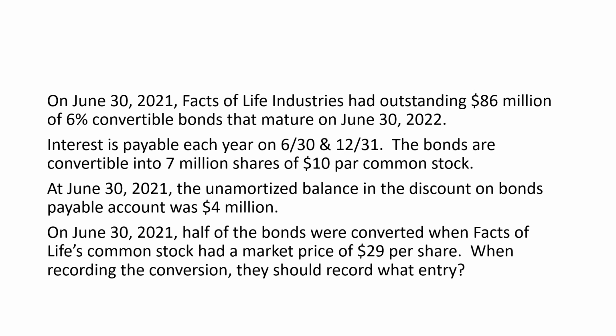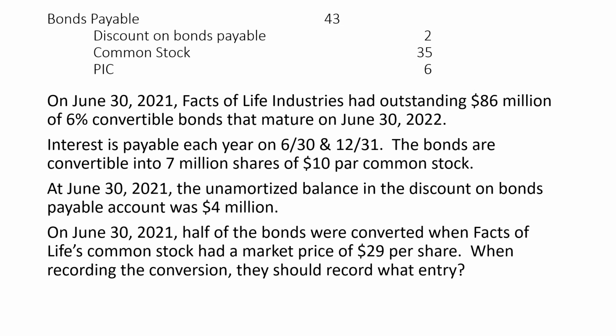Okay. So we're going to take into consideration that they are going to be able to convert these bonds. They've decided to convert half of those. So we need to look at half of all the stuff we have going on, take it out of bonds payable, and put it into common stock. So we have $86 million in bonds payable. They're converting half of those. So let's get half of it out of there.